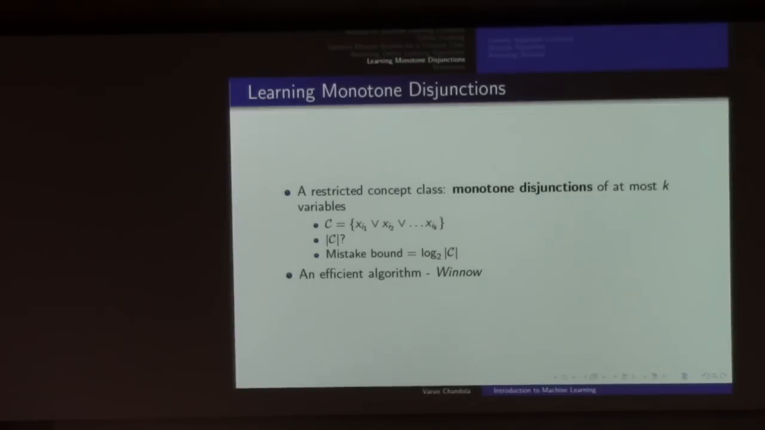We are going to look at one algorithm which lets you make guarantees. It is implementable, but it's not for any concept class. This one is for a specific concept class called monotone disjunctions. We have seen conjunctive concept classes; this is something similar. It's called a monotone disjunction of at most k variables. So that is our restriction. So what is a monotone disjunction of at most k variables?